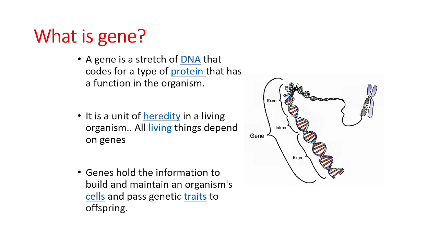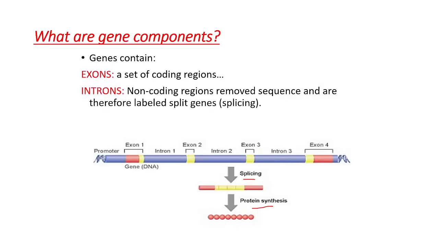All living organisms depend on these genes. Genes hold the information to build and maintain the organism's cells, and to pass genetic traits to their offspring or future generations. So what are the components of a gene? Genes are composed of exons and introns. Exons are the coding regions, and introns are the non-coding regions that are removed, which is why they are labeled split genes, or splicing.